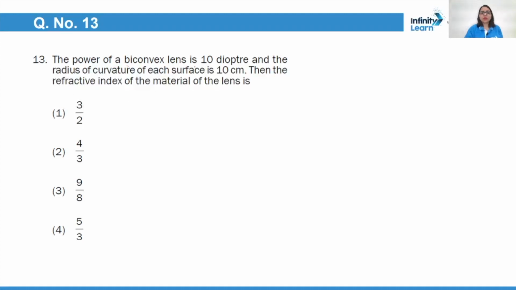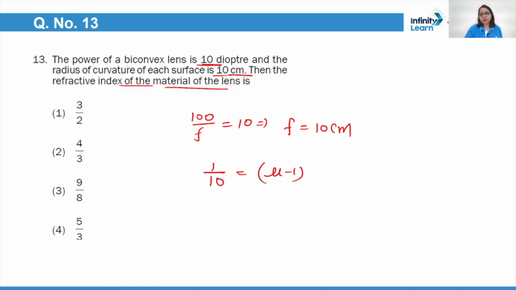The power of a biconvex lens is 10 diopter. So 100 upon f is 10. So f will be 10 centimeter. Radius of curvature of each surface is 10 centimeter. Then the refractive index of the material of the lens is. So 1 upon 10 is equal to mu minus 1 into (1 upon r1 minus 1 upon r2). So from this you will get mu as 3 by 2, which is option 1.